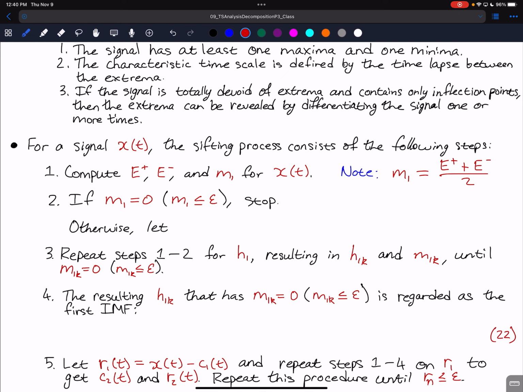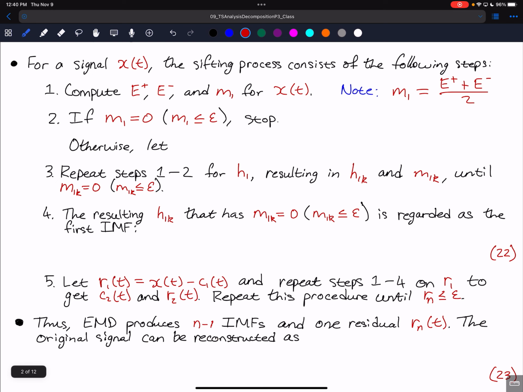If that mean value is 0, or in practice is less than some tolerance that you set, then you just stop. You've already found an IMF. In fact, what it tells us is that your signal x of t is itself an IMF. And in which case, it's not really that interesting to apply EMD anyway. So most likely, it's not going to be an IMF. And in that case, we're going to let H1 be equal to x of t minus that mean value, m1 here.